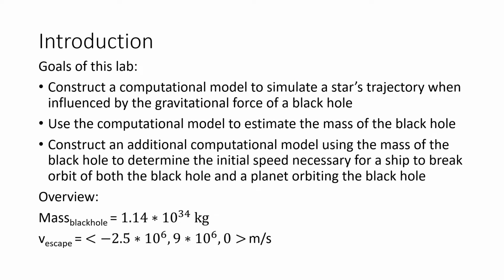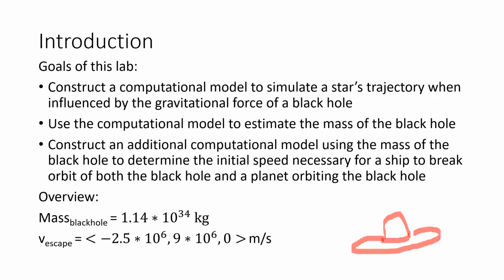Alright, so there are two parts of this lab. For the first part, we are constructing a computational model to simulate a star's trajectory when influenced by the gravitational force of a black hole. And then we're using this model to estimate the mass of the black hole. And then using this mass in the second part of the experiment, which asks us to construct another model to determine the initial speed necessary for a spaceship to break orbit of both the black hole and the planet orbiting the black hole. Looks like a hat, but it's a spaceship, I swear.